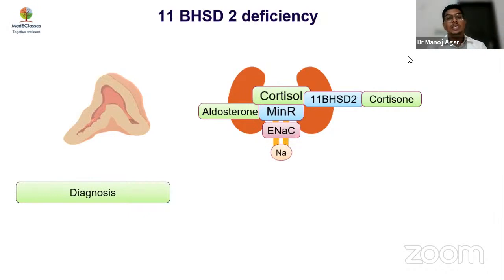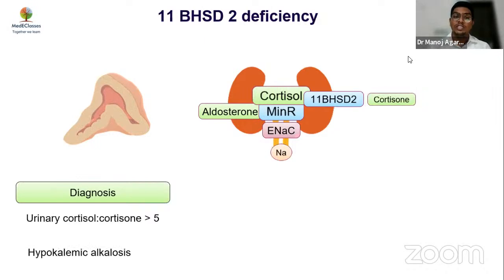So there will be hypertension and hypokalemia. And how to diagnose this condition? This condition is diagnosed by a high urinary cortisol to cortisone ratio, which is more than 5. This patient may present with hypokalemic alkalosis. And due to the excessive loss of calcium, there will be nephrocalcinosis. And if we don't treat this condition, then this patient may present with renal failure.